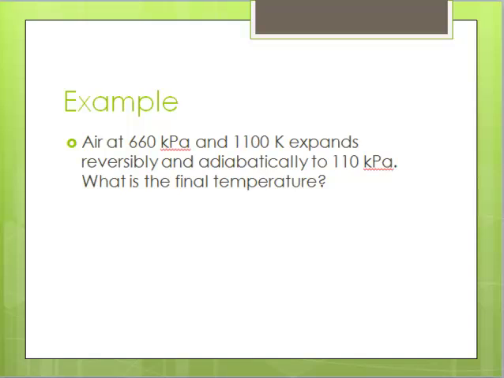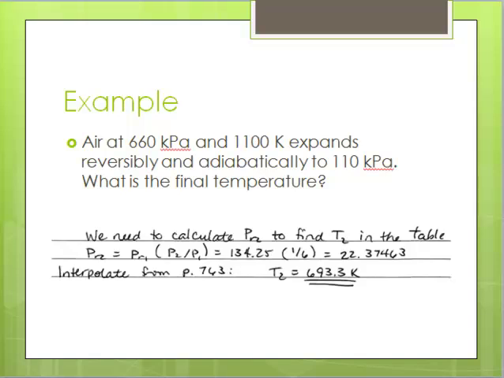So let's do this. Starting from 660 kilopascals and 1100 Kelvin, expanded reversibly and adiabatically to 110 kilopascals. Okay, so now I know the final pressure. I want to know the final temperature. So a little different than the previous one. Again, if I know the temperature, I can find PR. So I look up PR at 1100 Kelvin.